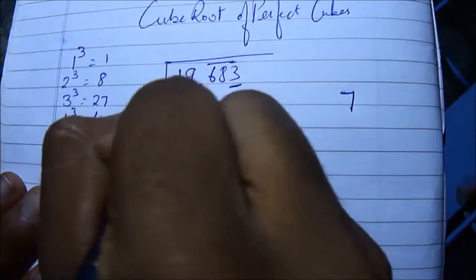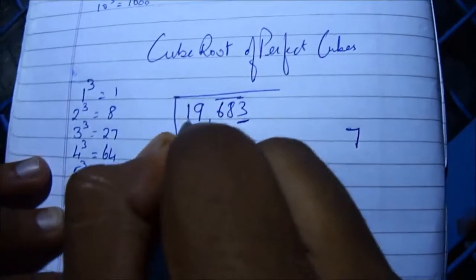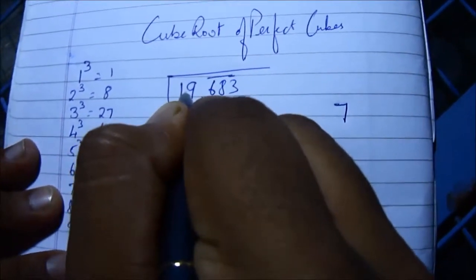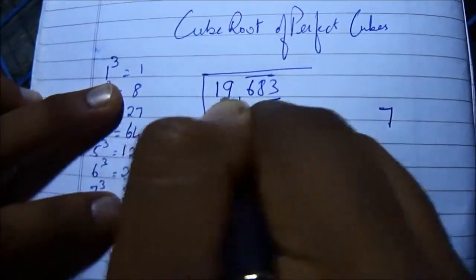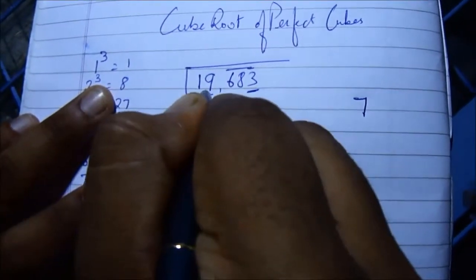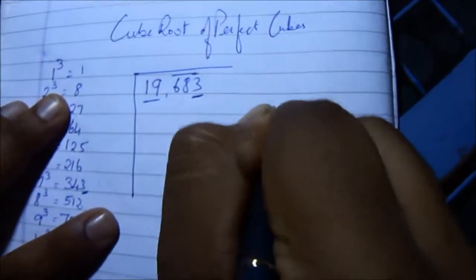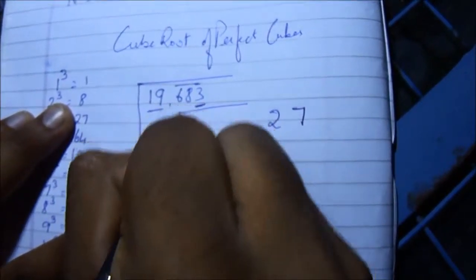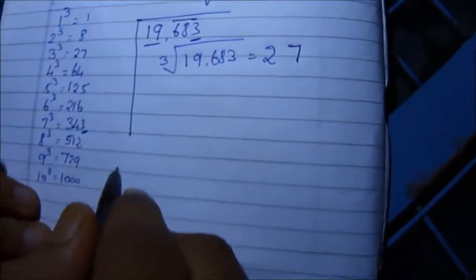Now let's see the number 19, from which we subtract the largest perfect cube possible. Here we can see it's 8, because any number greater than 8 will give a negative answer, which is not required. So it can be subtracted by 8. The cube root of 8 is 2. So the first digit of the cube root will be 2. So in simple terms, the cube root of 19683 is 27.